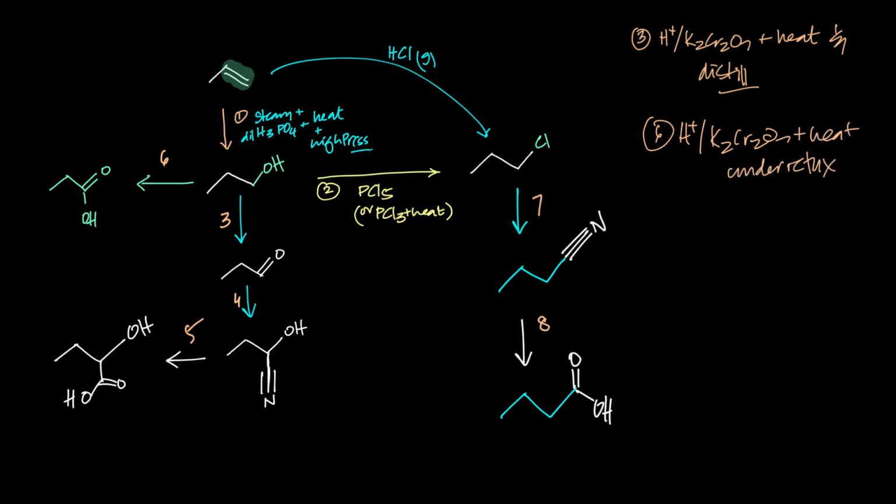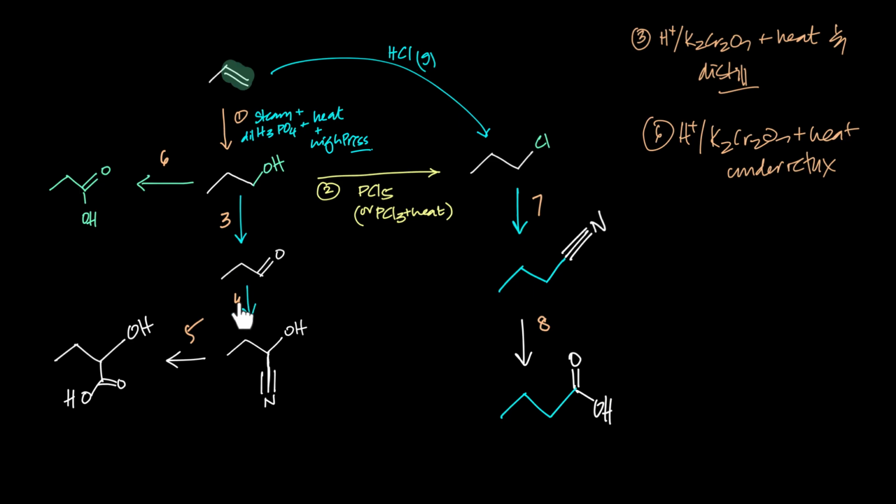You can also use manganate for reaction number 6, and even for number 3 if you wanted to. So you could use manganate or dichromate, but in 3 and 6 the difference is the heating. Distilling off will give you aldehyde, under reflux gives you carboxylic acid.